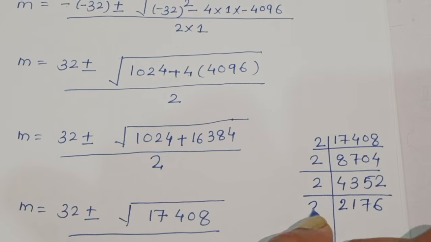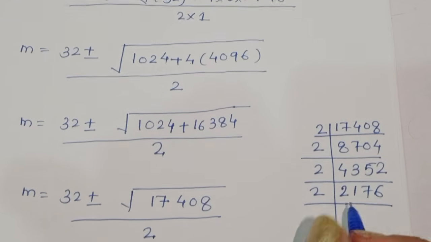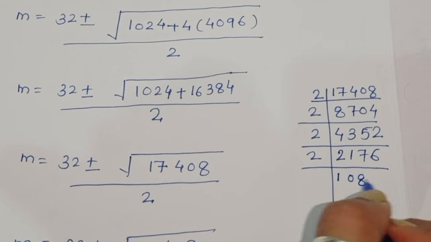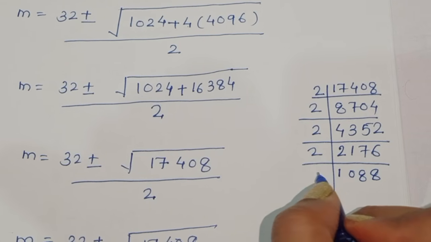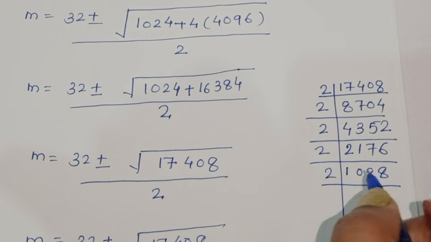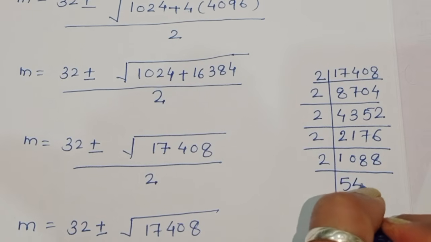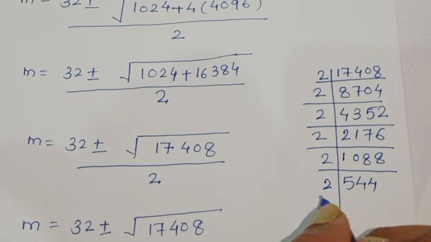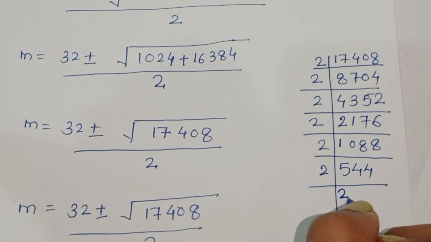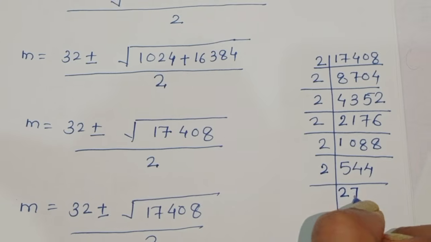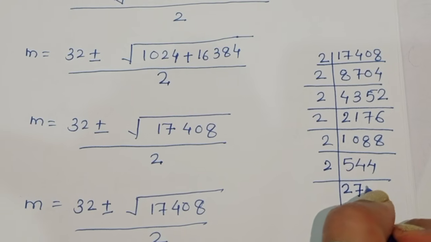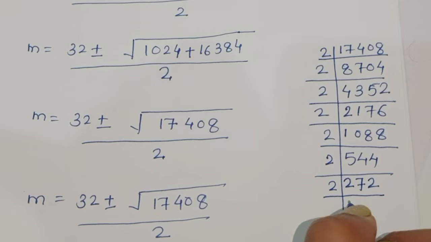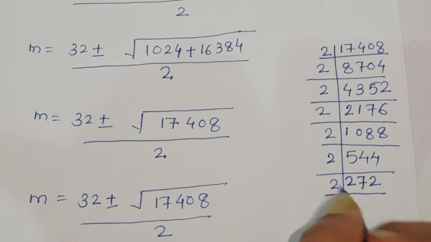Again we can divide by 2. So 2 1s are 2, 0, 88, right? Now 2 5s are 10, 4s are 8, 4s are 8. Again we can cancel by 2. So 2 2s are 4, 2 7s are 14, and 2 2s are 4. Again we can cancel by 2. So 2 1s are 2 and 36, 2 36s are 72.